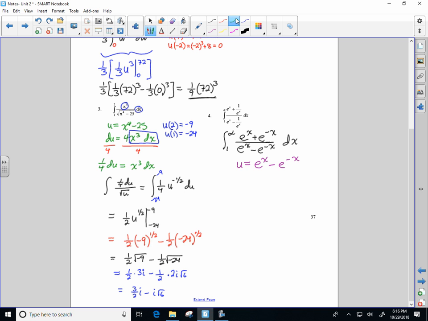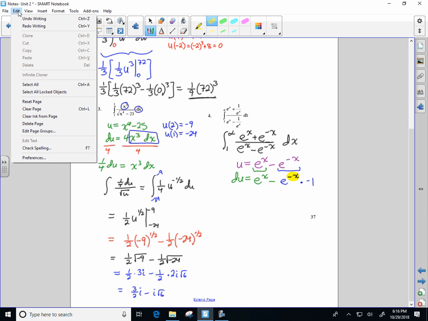All right, so I'm going to take the derivative of this and see if it helps. So du would be equal to the derivative of e to the x, which is just e to the x, minus the derivative of e to the negative x, which is e to the negative x times negative 1. When you take the derivative of exponential e, you keep it as is, and then multiply by the derivative of whatever your exponent is. In this case, our exponent's negative x, the derivative of which is a negative 1.